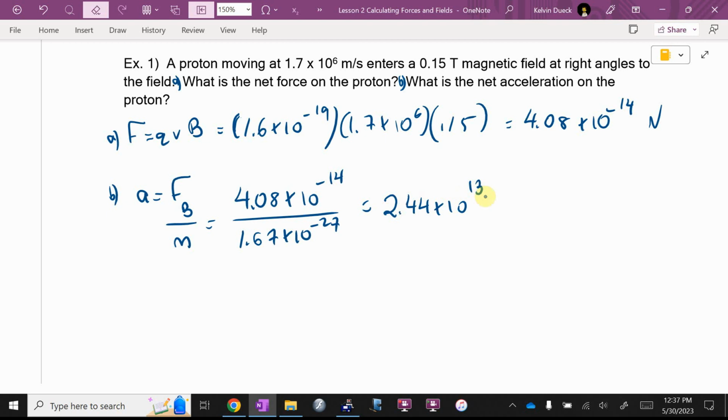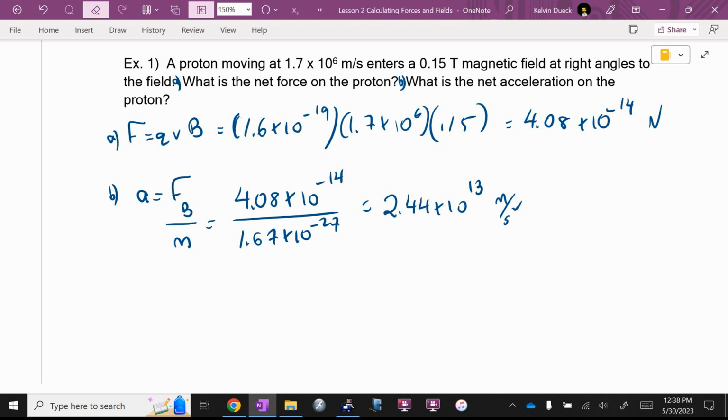2.44 times 10 to the 13th. Mr. Dueck, what, Marcus? I remember the speed of light is 3 times 10 to the 8th. Yeah. How can we have an acceleration that big? That would mean that if the proton was accelerating for over like 1 second, starting from rest, it would be going 2.44 times 10 to the 13th meters per second because it's accelerating by that meters per second per second. Doesn't that violate special relativity?